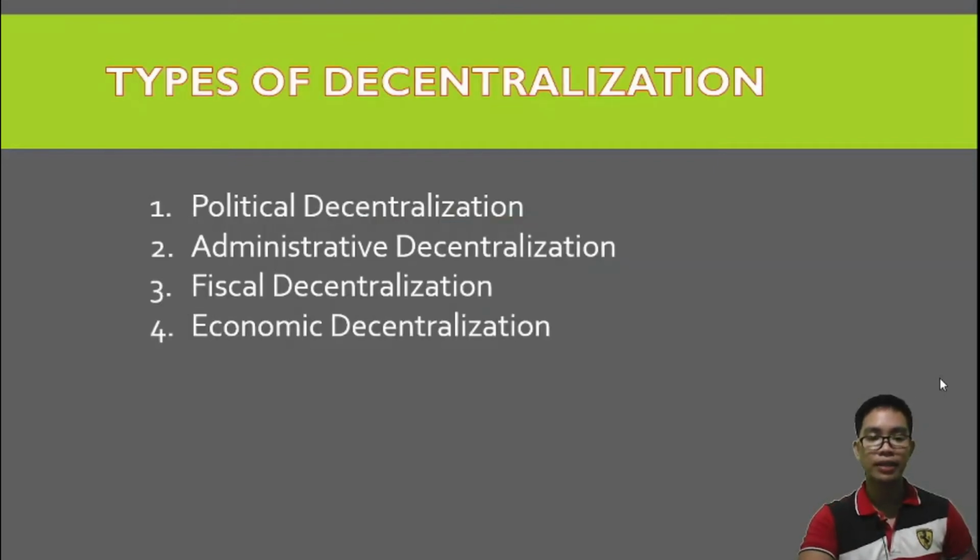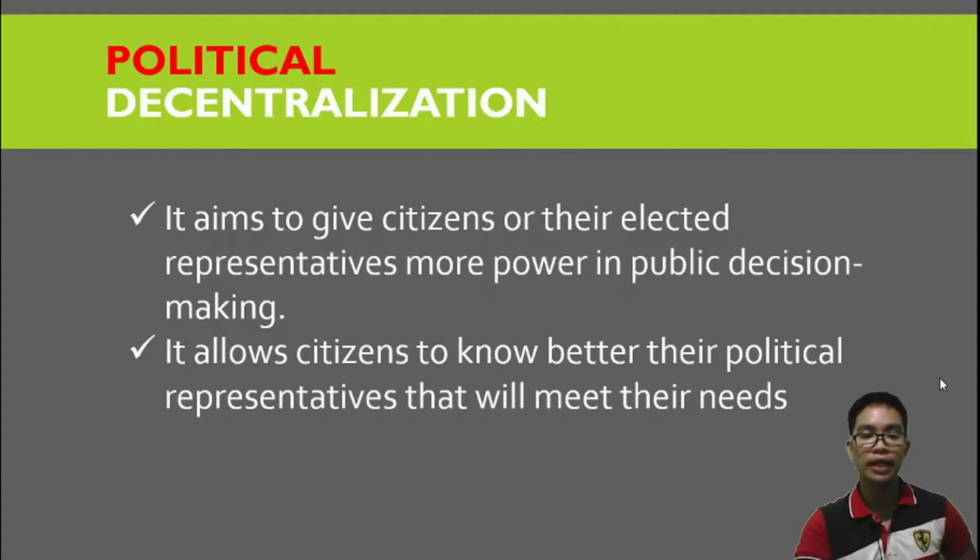We have political, administrative, fiscal, and economic. Sa political decentralization, it aims to give citizens their elected representatives. So, kung papansin mo, we are focusing on what? Political representatives. Bakit? Pag sinabi mo kasing political decentralization, it only signifies that we have this kind of political powers. The political powers and authority are transferred to the representatives of the LGUs. So, sino-sino ba yung mga representatives of the LGUs? Diba? So, alam niyo na yan.